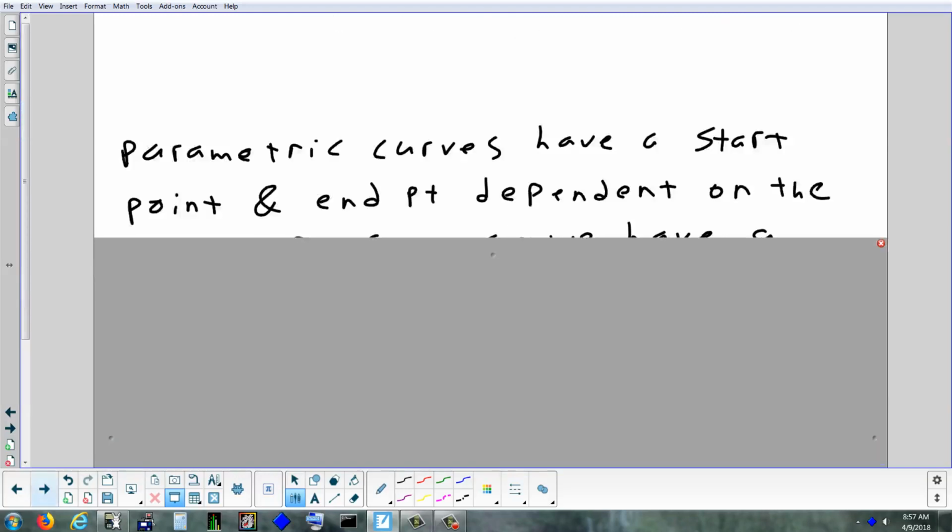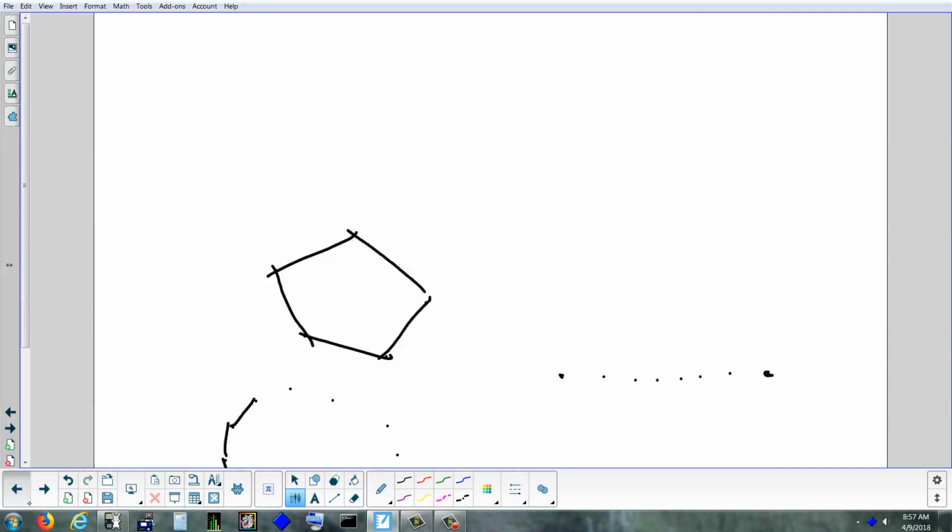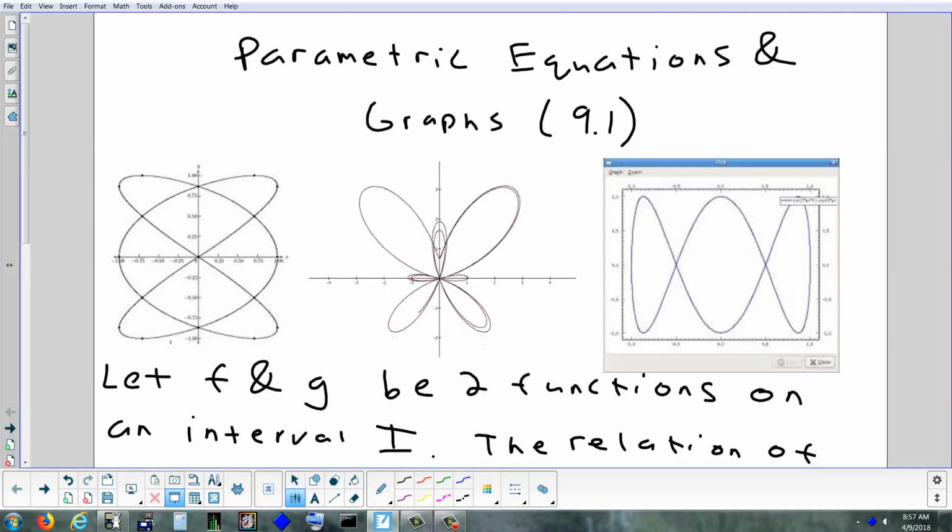Right, so when you have a parametric curve, one thing about it that's a little different than a function is there's a start point and there's an end point. Parametric curves don't go on forever. Sometimes they loop back on themselves and just keep tracing over the same pattern. Like these graphs, if you kept drawing it forever, you wouldn't notice anything more because it would just keep looping over itself, drawing over the same spot.